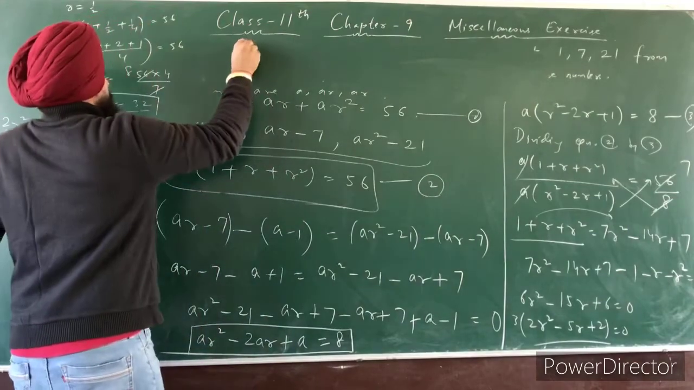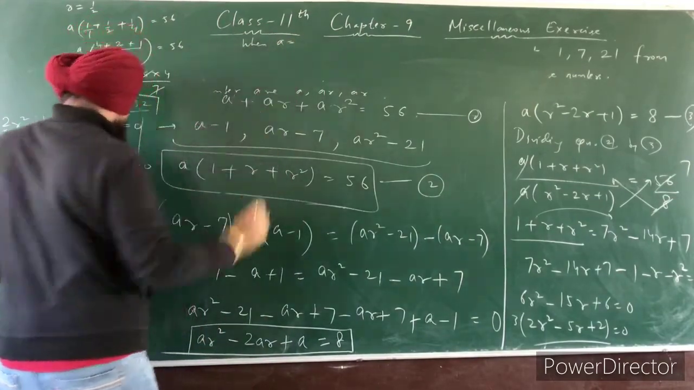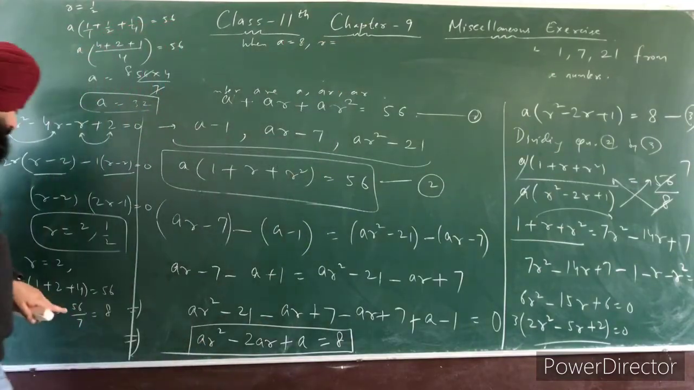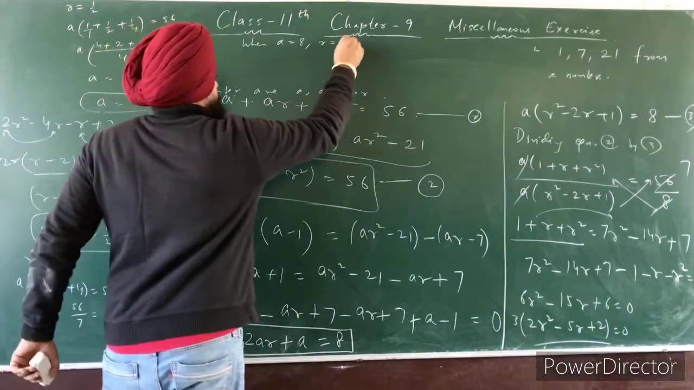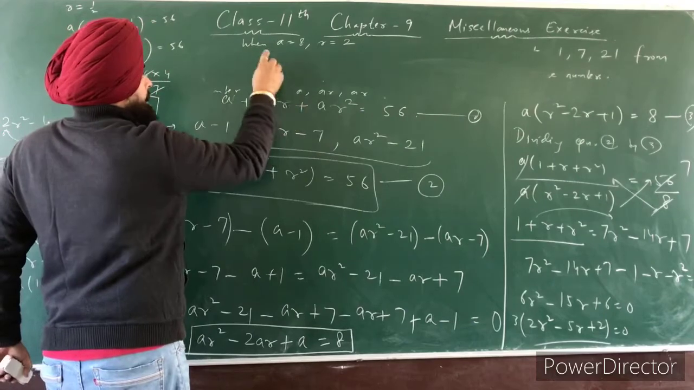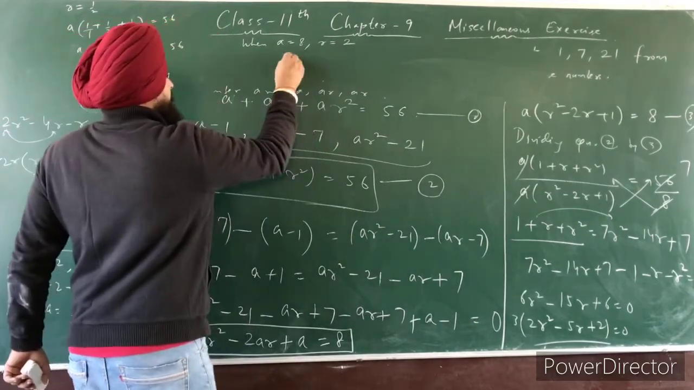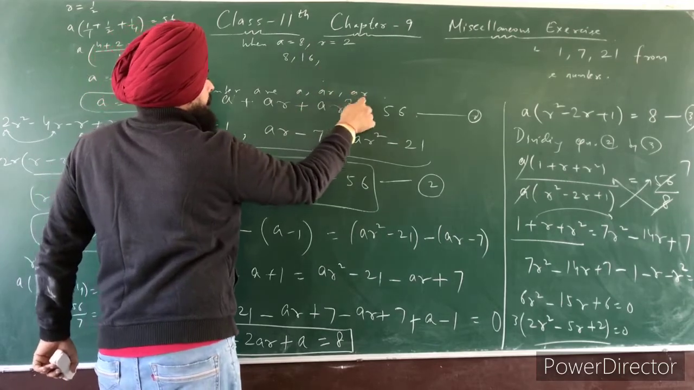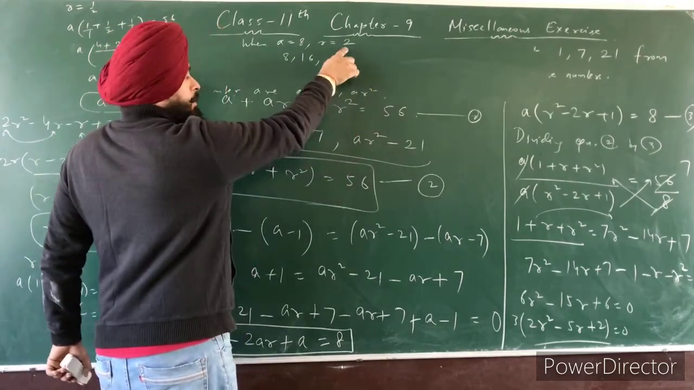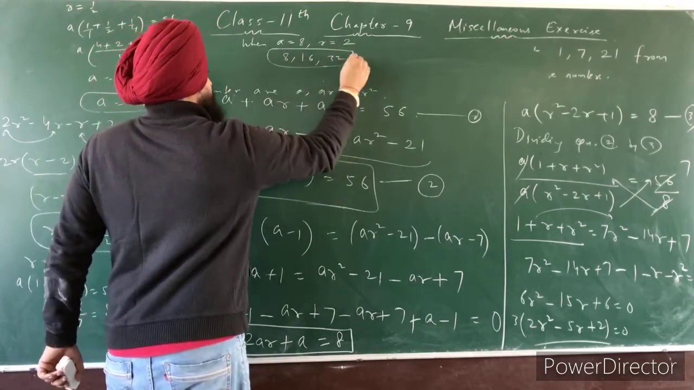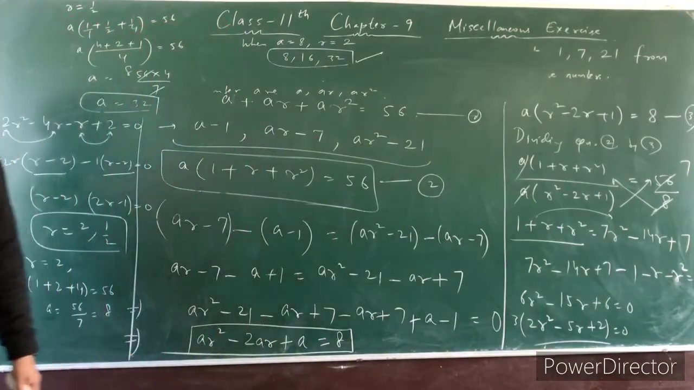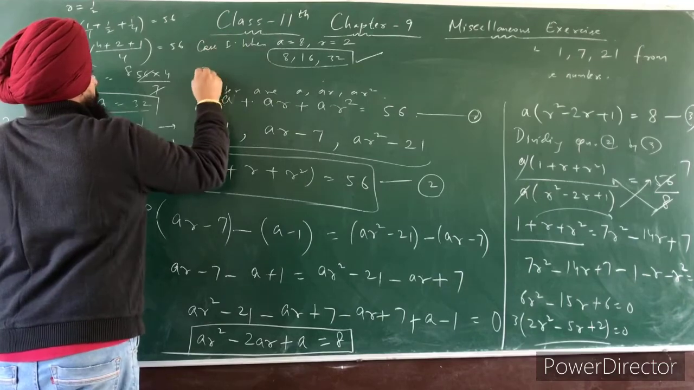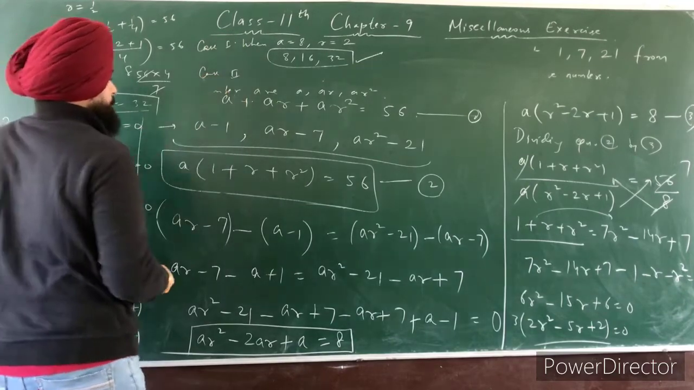So first, when a = 8, r = 2. So what are the numbers? The first number is a, it means the first number is 8, the second number is ar, 8 twos are 16. The third number is ar². So 2 square is 4 and 4 eights are 32. These are the three numbers. This is case 1, this is case 2.